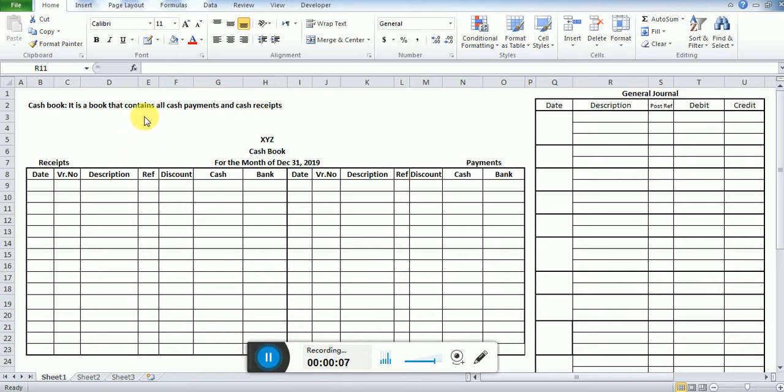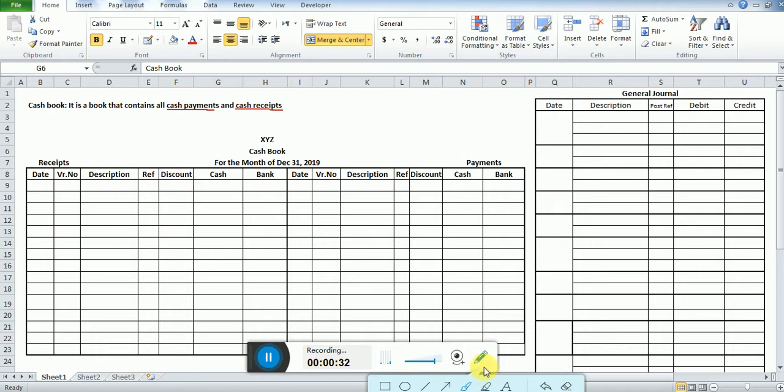Today our topic of discussion is a cash book. Before talking about a cash book in detail, I'm just trying to briefly explain it. So what is a cash book? It is a book that contains all cash payments and cash receipts. So dear students, keep in mind, a cash book records two things: one is cash payments, another is cash receipts.